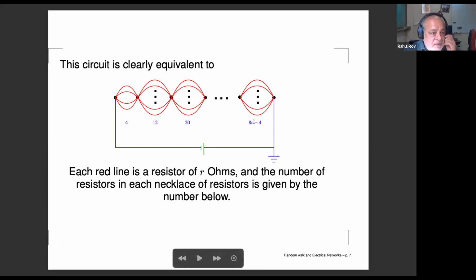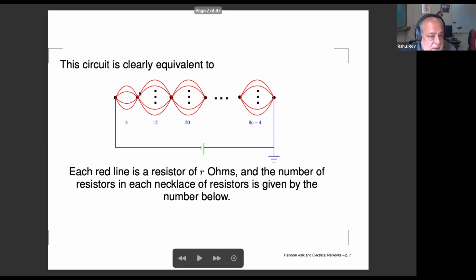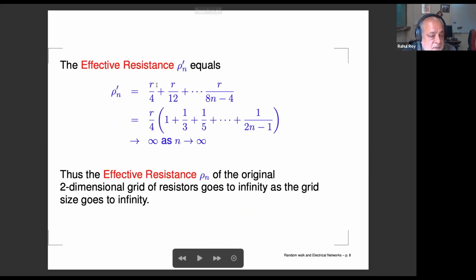And now we have to find the effective resistance of this. The effective resistance rho prime n is clearly, well, there are 4 of them, and therefore it is 1 over r plus 1 over r plus 1 over r plus 1 over r. In other words, 4 over r, inverse of that, because these are in parallel. So that's r over 4. Similarly, the next string gives us r over 12, etc. The final one gives r over 8n minus 4.